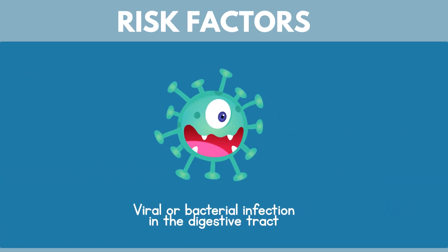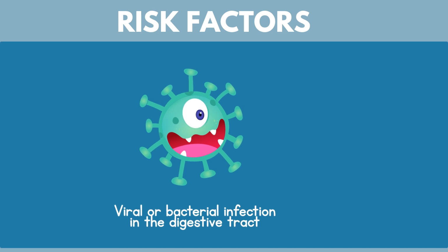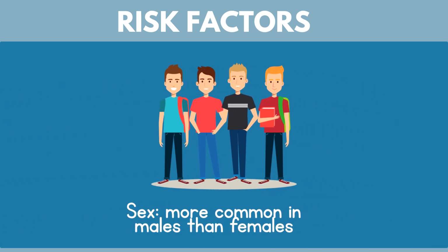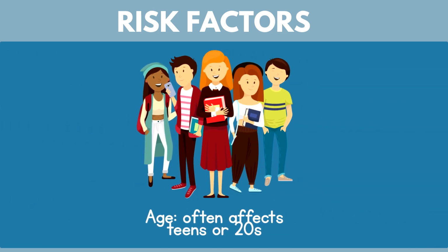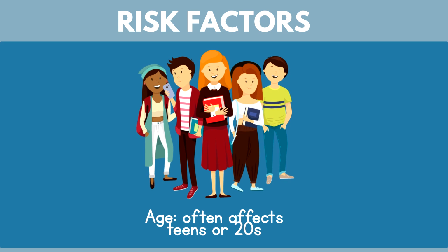Next, we have viral or bacterial infection in the digestive tract. An already present bacterial infection in the GI tract adds up to or promotes infection of the appendix, which leads to appendicitis. Another factor to consider is sex. Researchers found out that appendicitis was more common in males than females. They also found out that it is more common among teenagers and those in their 20s.